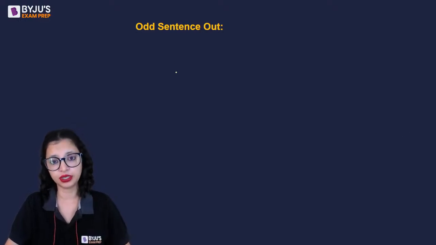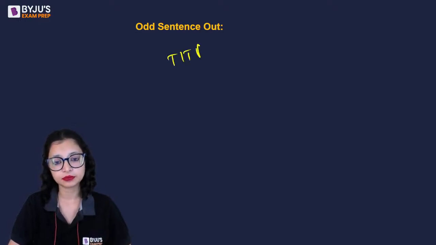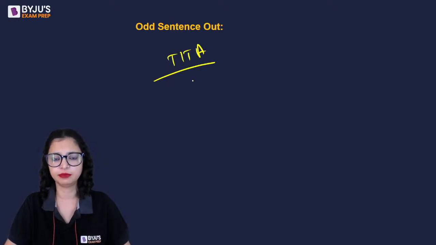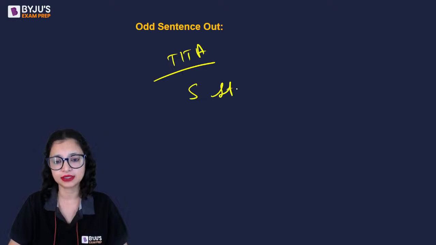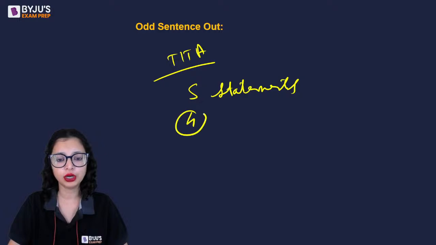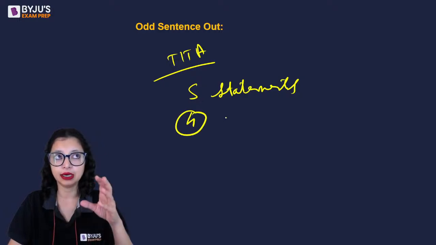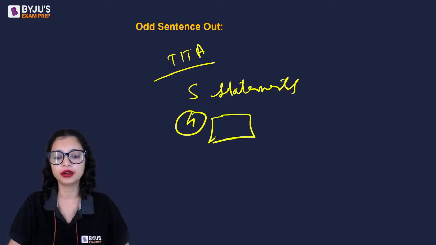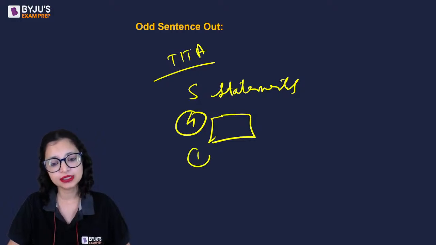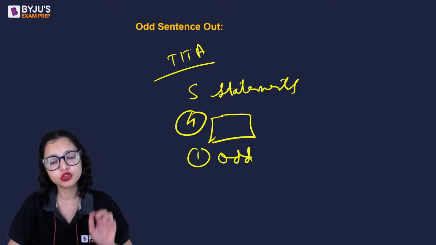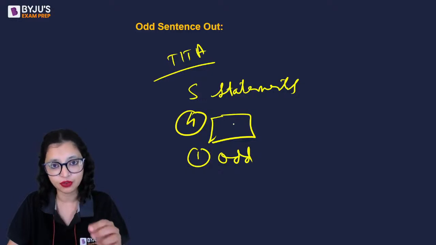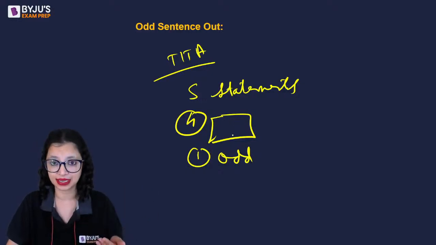Odd sentences में क्या होता है? It's a TITA type question. So of course, there's no negative marking here. You just have to type the correct answer. You'll be given 5 statements. Okay. And out of 5, 4 are going to be aligned together and be making a coherent paragraph. And 1 sentence is going to be an odd one, which is not going to be a part of the paragraph, at least not a part of the sequence that we have.